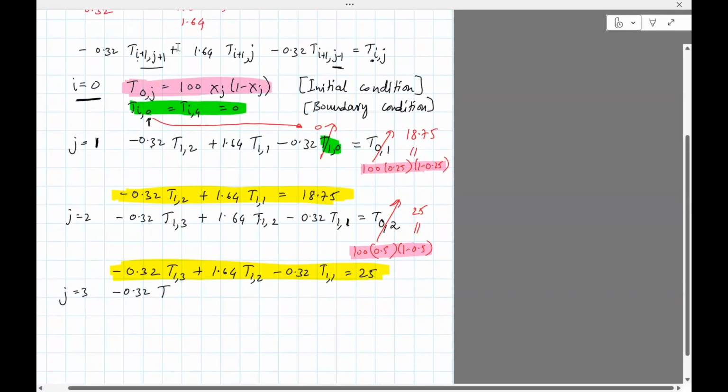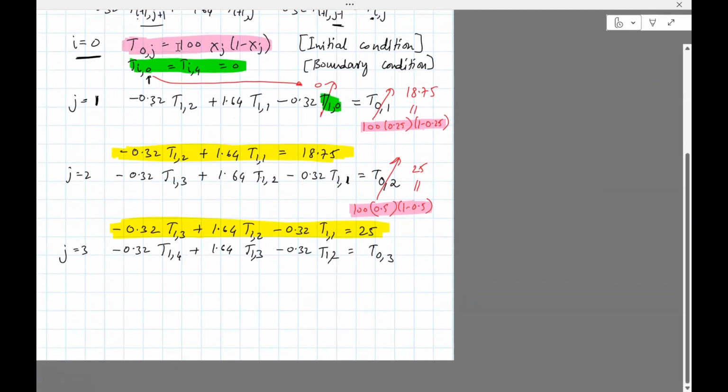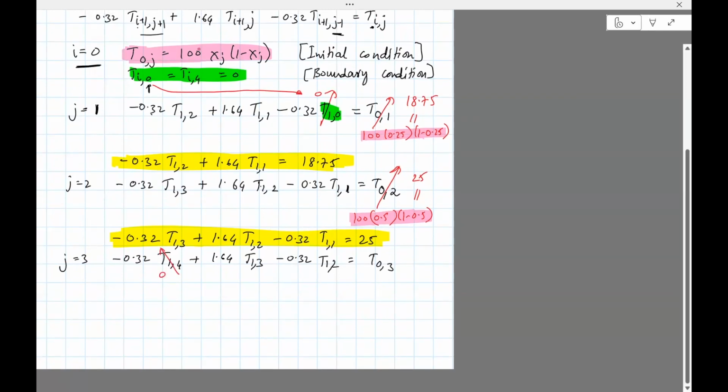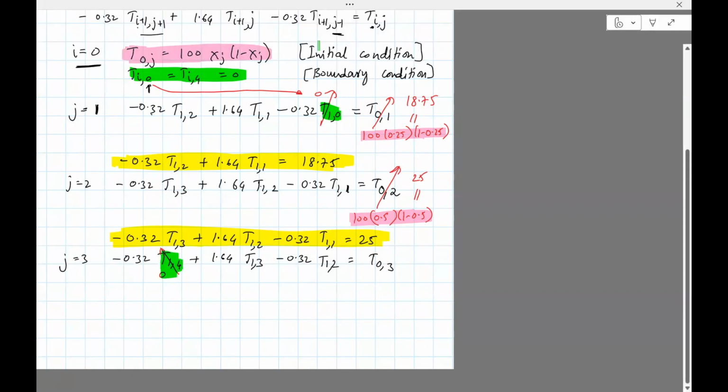t. Okay, go back to this formula. T1,j: 3 plus 1 is 4, plus 1.64 T1,j, j is 3, so 3, minus 0.32 T(i+1), j minus 1, so 2, equals T0,j, so 0,3. Now in this formula, what we do know is that T1,4 is 0. It comes from the one highlighted in green, that condition.